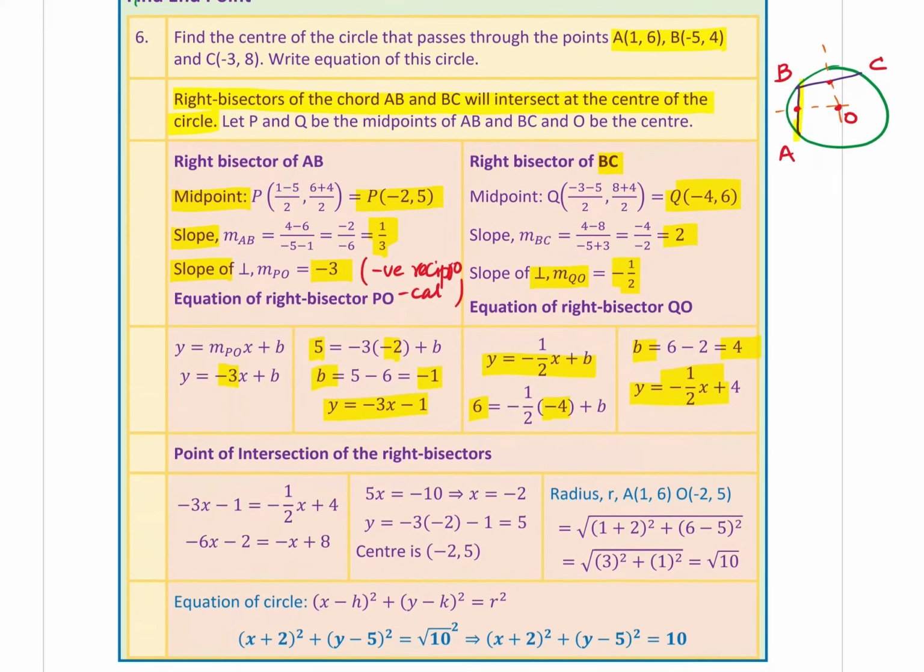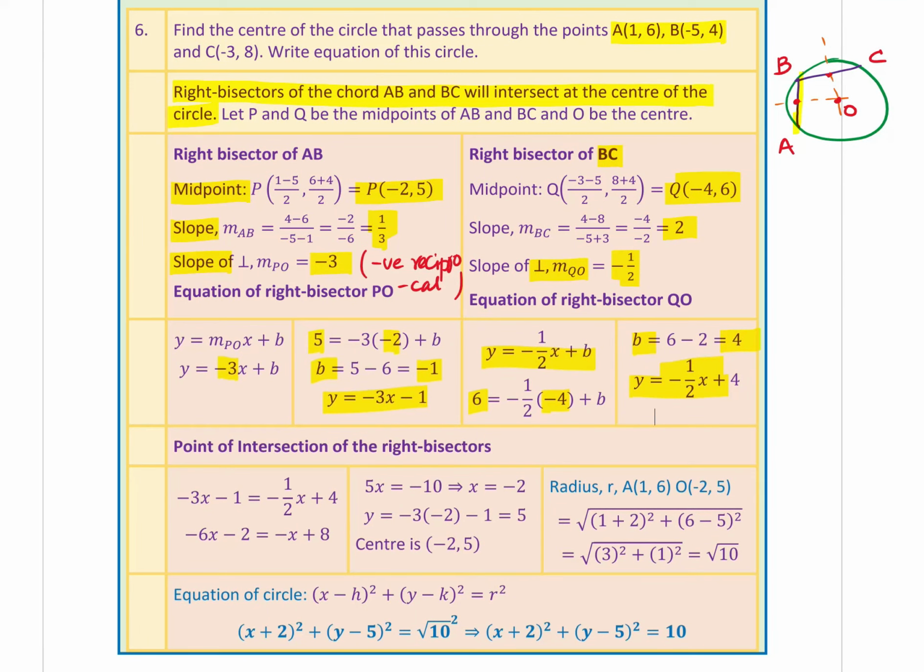Once you have the two equations, what are you going to do? We have to find the point of intersection of both the right bisectors, correct? So equate the values of y. From both the lines, we have y equals minus 3x minus 1 and minus half x plus 4. We equate both the values and then solve for x. That gives you x equals minus 2. Substitute x equals minus 2 in any one of these equations and find the value of y, giving the center at minus 2 and 5.